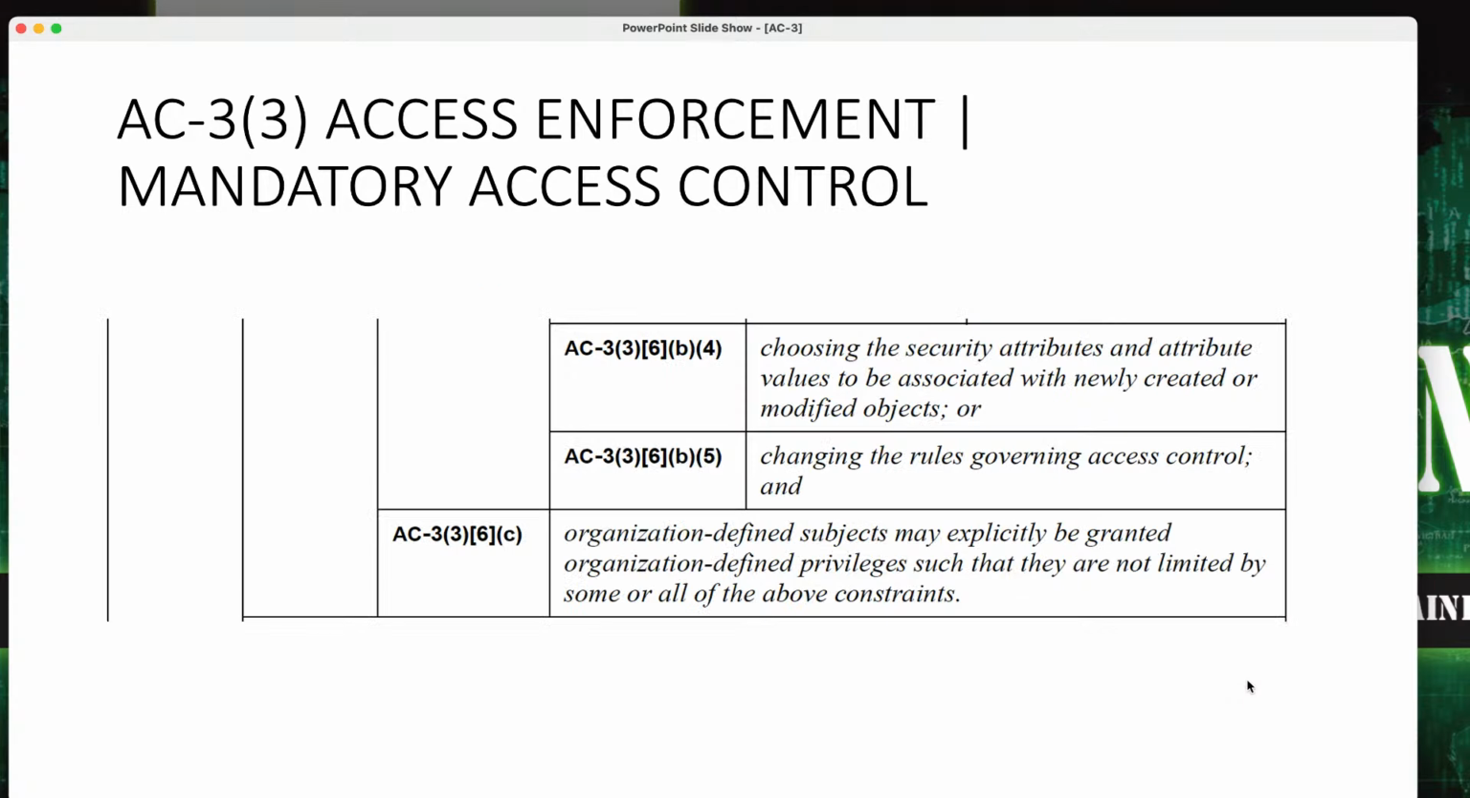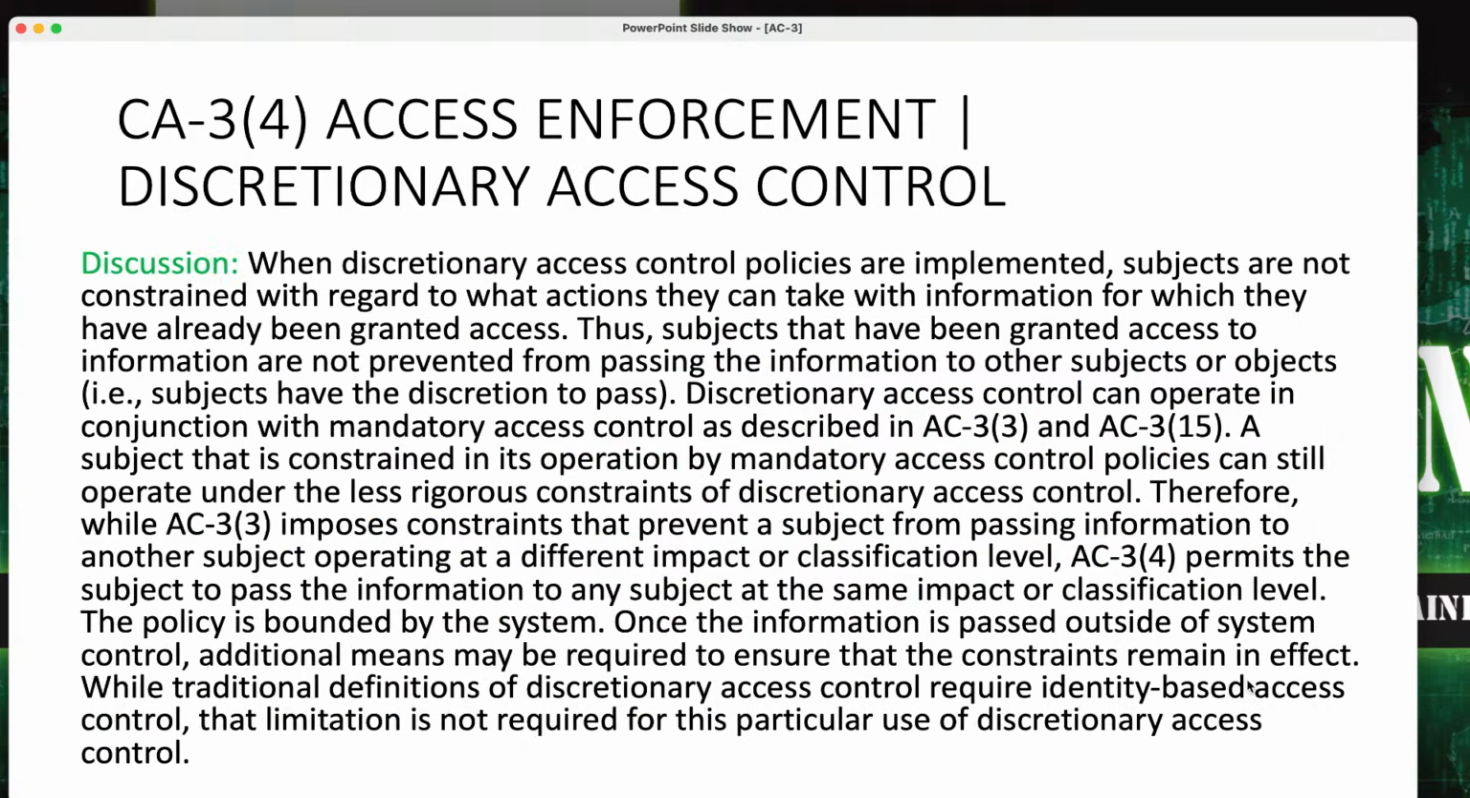Make sure it can't choose security attribute values to be associated with a newly created or modified object. Shouldn't be able to do that. Changing the rules governing access control. These are all important things. And then determine that the organization-defined subjects may be explicitly granted organizational level privileges that are not limited by some or all of the above constraints. That's our root level account again. Make sure that if that account exists, it's defined and we know how it's going to be used, right?